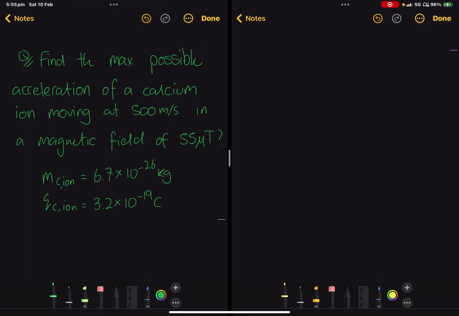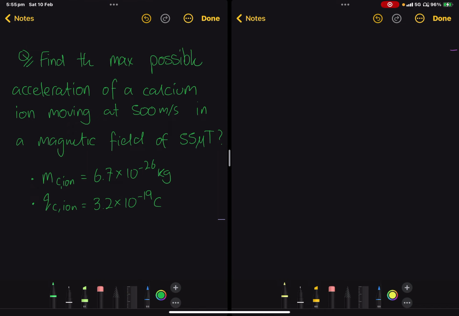Okay, so let's have a look at another question from the topic of electromagnetism. We're told to find the max possible acceleration of a calcium ion moving at 500 meters per second in a magnetic field of 55 microteslas. We are told the mass of a calcium ion is about 6.7 times 10 to the minus 26 kilograms, and the charge of a calcium ion is about 3.2 times 10 to the minus 19 coulombs.